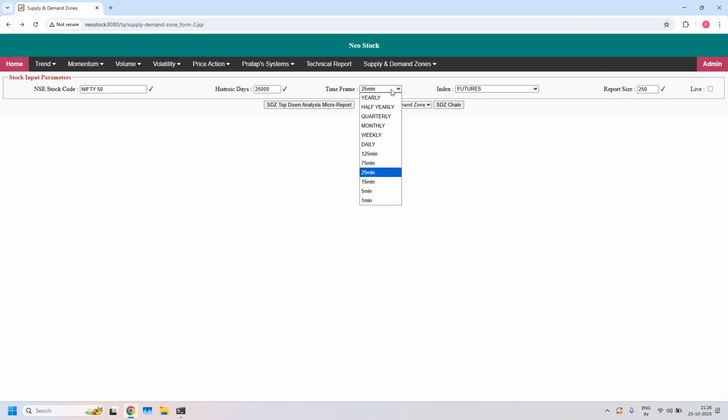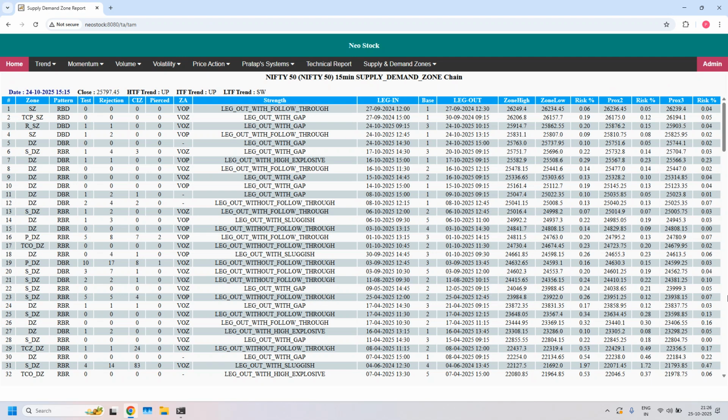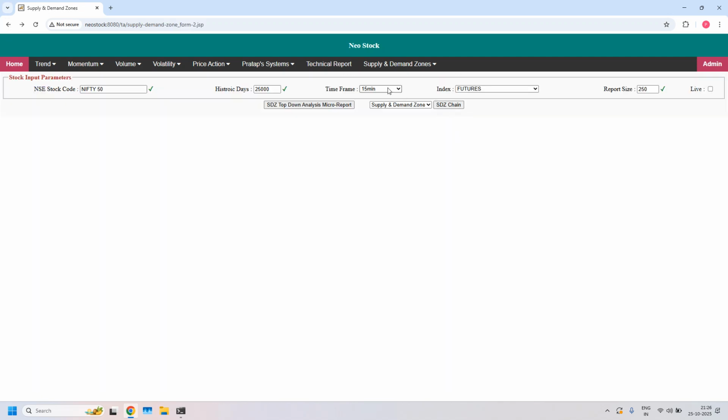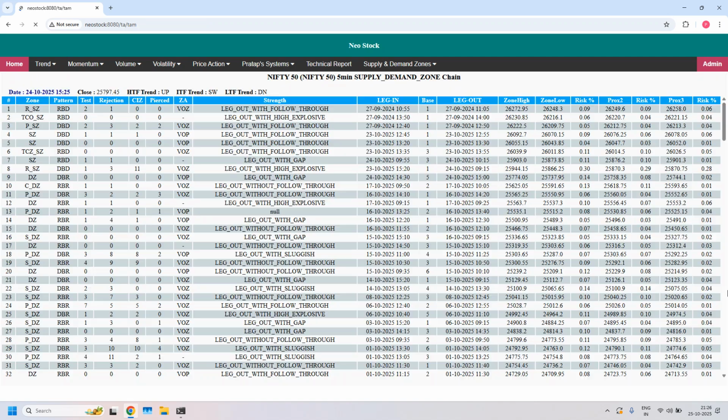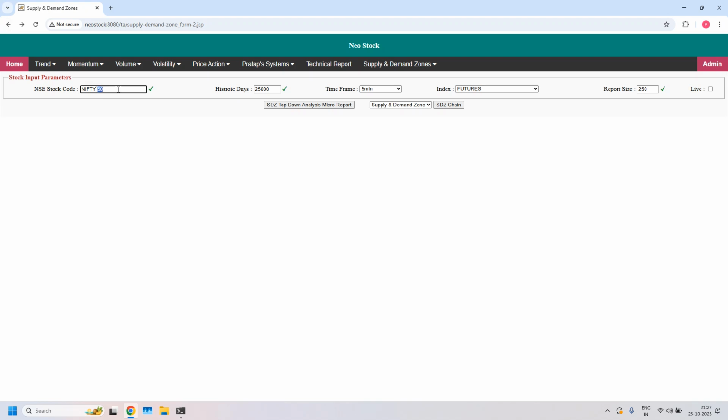Next, generating 15 minutes supply demand zone chain for NIFTY. Next, generating 5 minutes supply demand zone chain for NIFTY. So this is a NIFTY supply demand zone chain report. Next I generate BANKNIFTY supply demand zone chain.